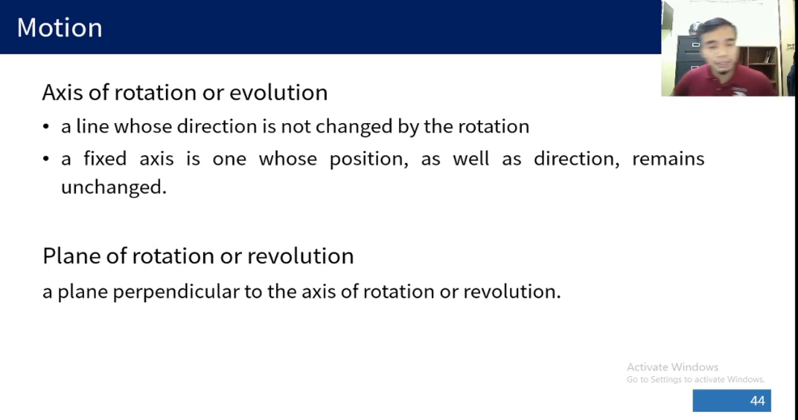Axis of rotation or revolution: a line whose direction is not changed by the rotation. The axis is a fixed point where you can attach the rotating body. A fixed axis is one whose position as well as direction remains unchanged. Going back to the figure of the crank in the four-bar linkage, the point where the cranks are attached is called the axis of rotation. It is fixed to the ground, the earth, or some fixed body, so the axis is not moving and its direction remains unchanged. Plane of rotation or revolution is a plane perpendicular to the axis of rotation.